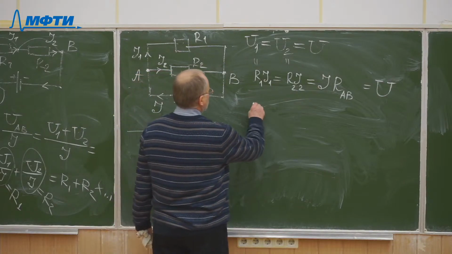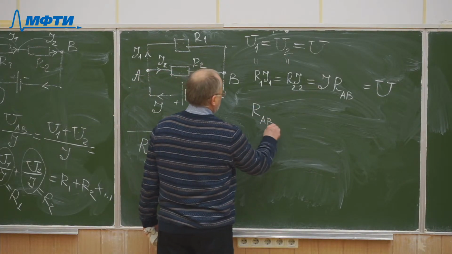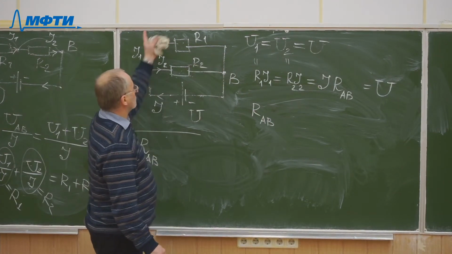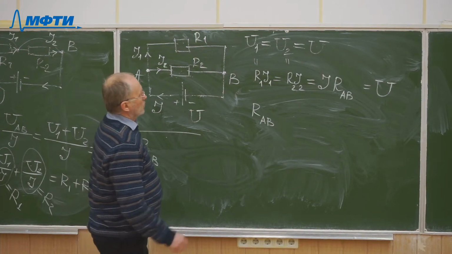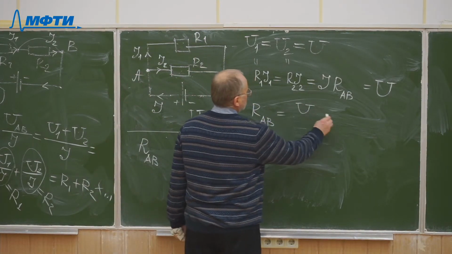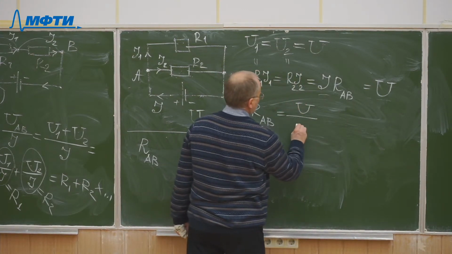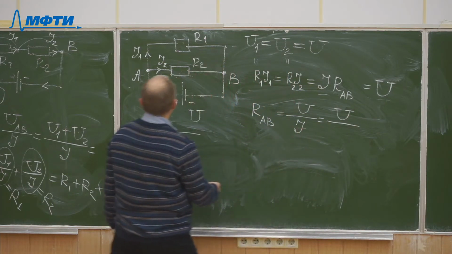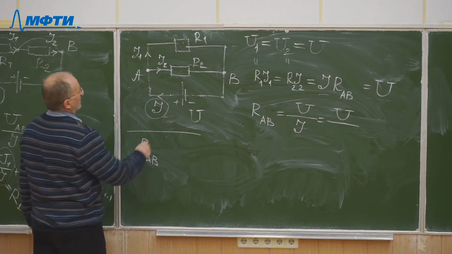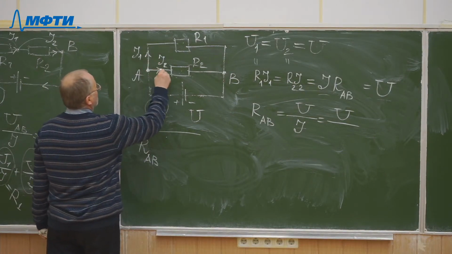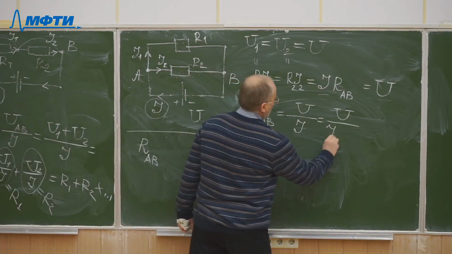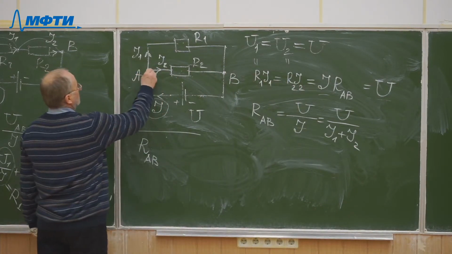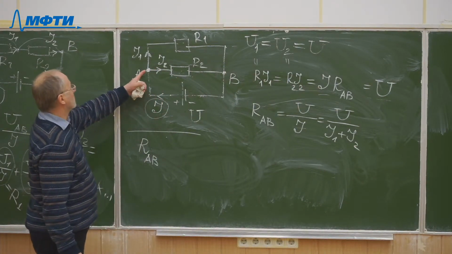So we can say that the total resistance of this scheme will be equal to the potential difference divided by the total current. And the total current, which is here, current I, is equal to the sum of currents I1 plus I2. Why so? Because of the law of conservation of electrical charges.